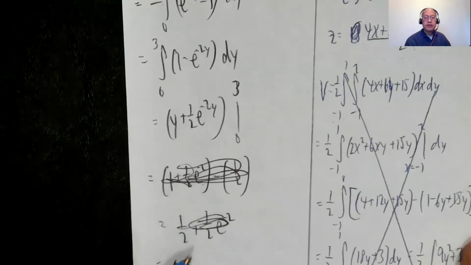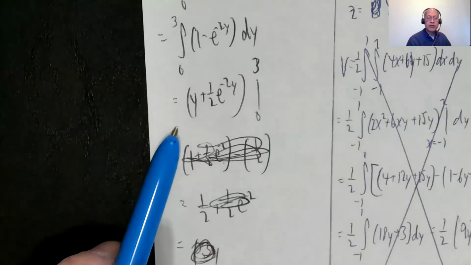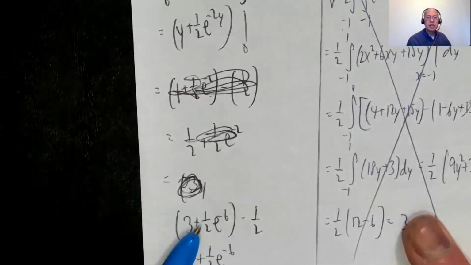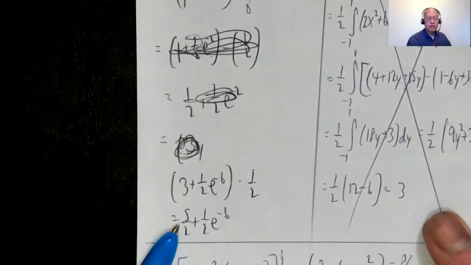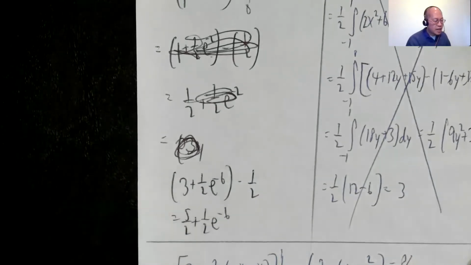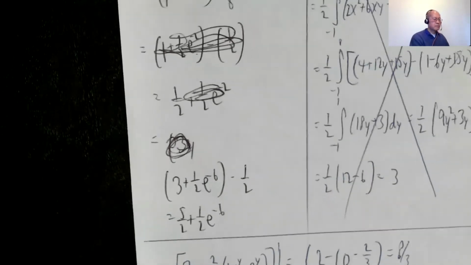So plug in, let's see, I messed up all over here. Plug in 3, you get 3 plus 1/2 e to the -6, minus plug in 0, that's 0, minus 1/2. So the final answer is 5/2 plus 1/2 e to the -6. Okay.